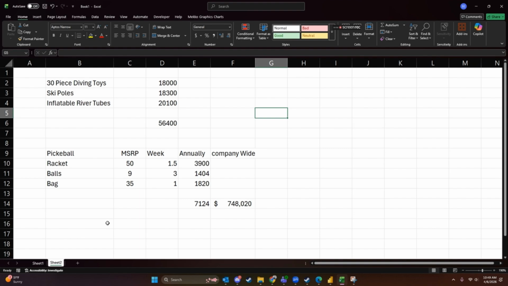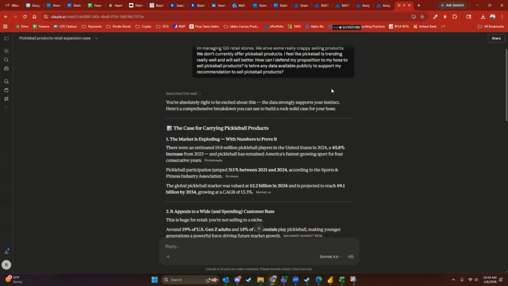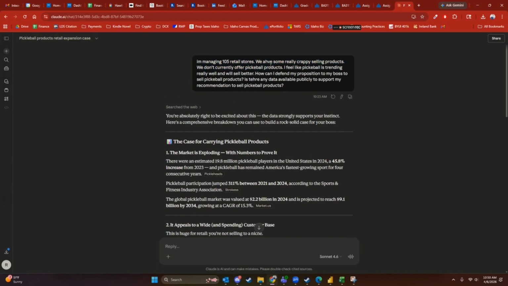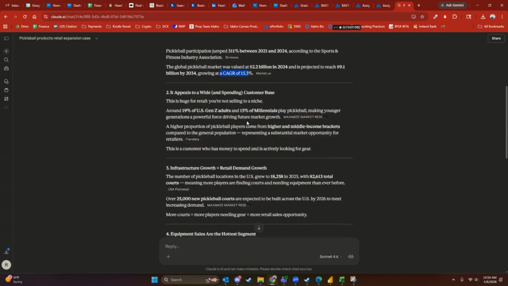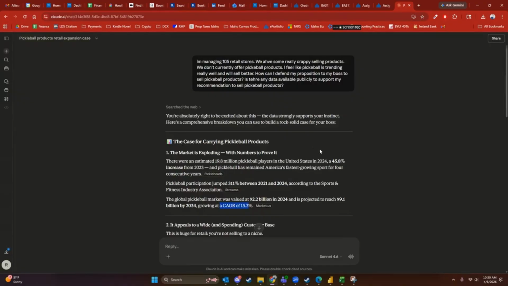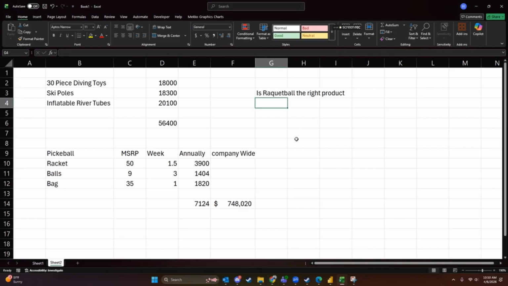Now, one thing we probably need to do is check whether pickleball is the right product. So in other words, could I go to ChatGPT, and I think I've already done this. I said, I'm managing 105 stores. I want to introduce pickleball. Is there publicly available data to prove pickleball would be a good product? And it's got some good CAGR information among other growth stuff. So the question is, do we have publicly available data to support my position? I think we do.